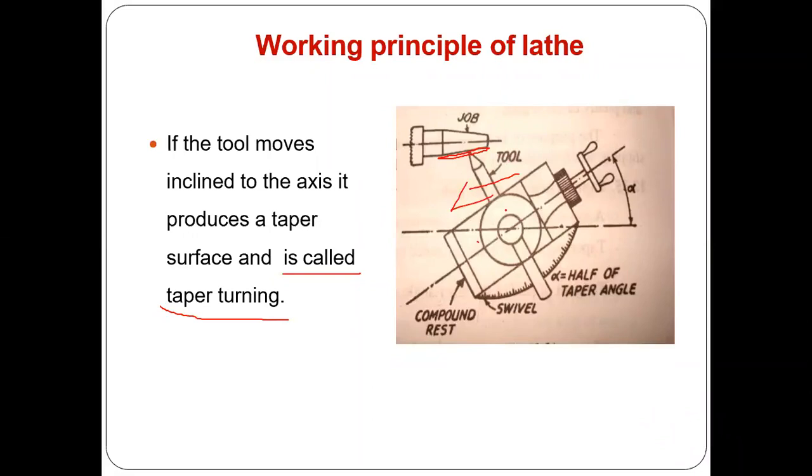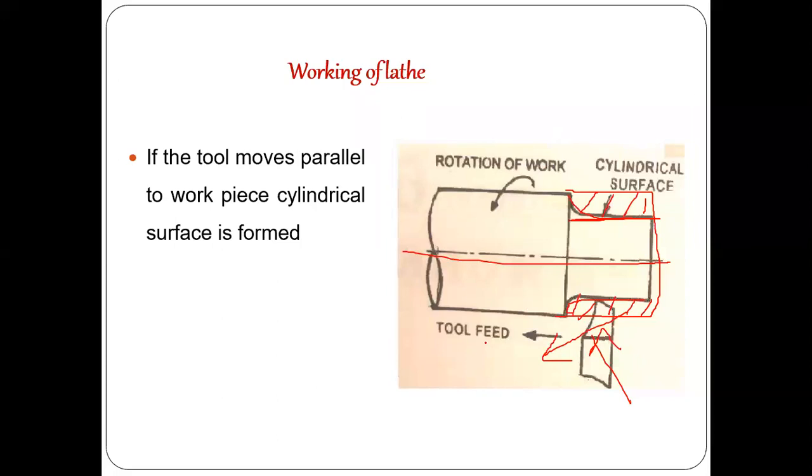In the previous case, plain turning, which is nothing but cylindrical turning, we are moving the cutting tool parallel to the axis of the workpiece. So this is the workpiece, and this is the direction of movement of the cutting tool. The cutting tool moves parallel to the axis of the object, and then we get this kind of cylindrical surface.